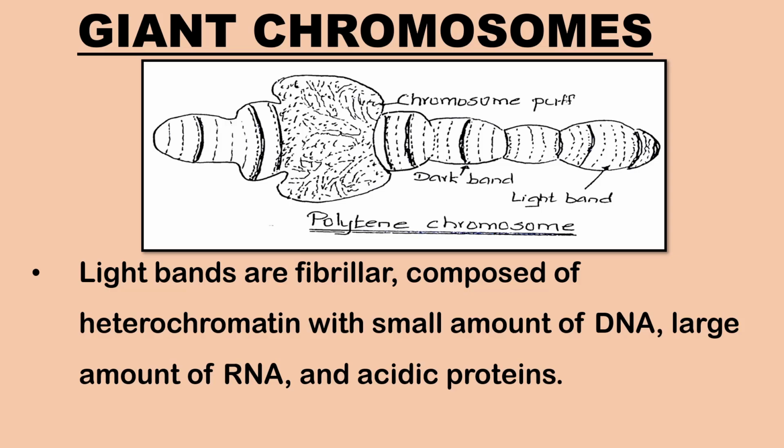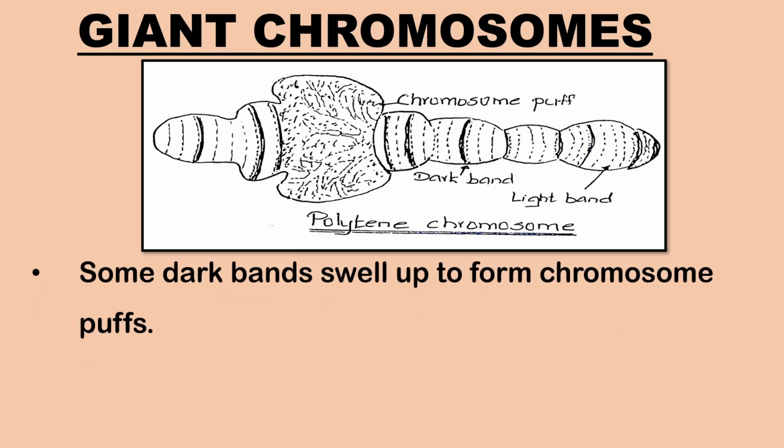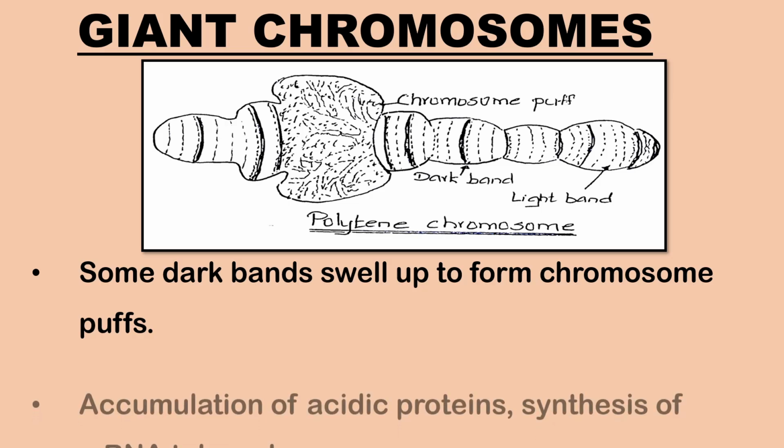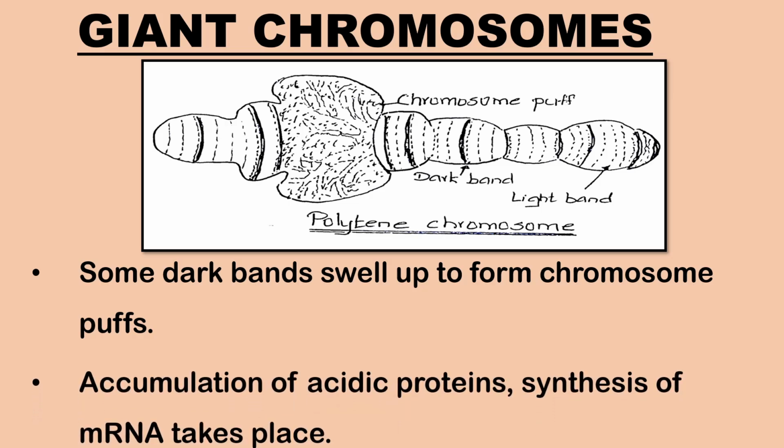and acidic proteins. Some dark bands of the chromosome swell up or puff out to form chromosome puffs. Puffing is due to the uncoiling of individual chromomeres in a band. Puffs are related with the synthesis of RNA and proteins. Several processes such as accumulation of acidic proteins, synthesis of messenger RNA takes place during the process of puffing.